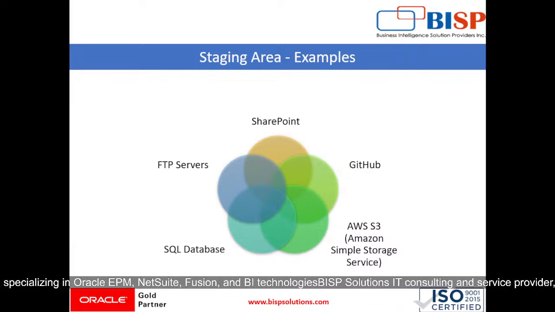Then comes our FTP servers. File Transfer Protocol is the full form of FTP, and such servers are often used for staging data in file formats like CSV or XML before they move to the target system. For example, data from QuickBooks might be exported as CSV files to an FTP server where it is manually or automatically reviewed and processed before migrating into NetSuite.